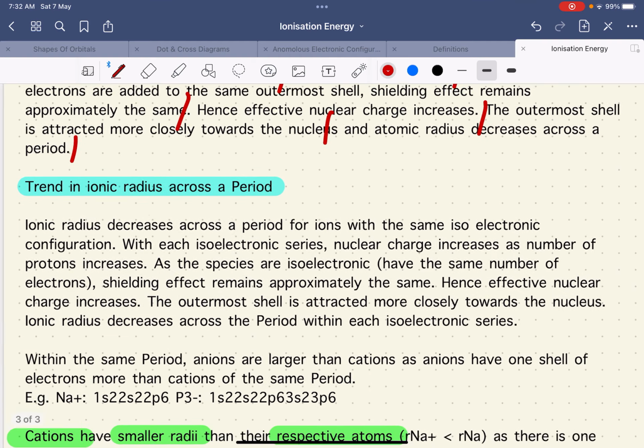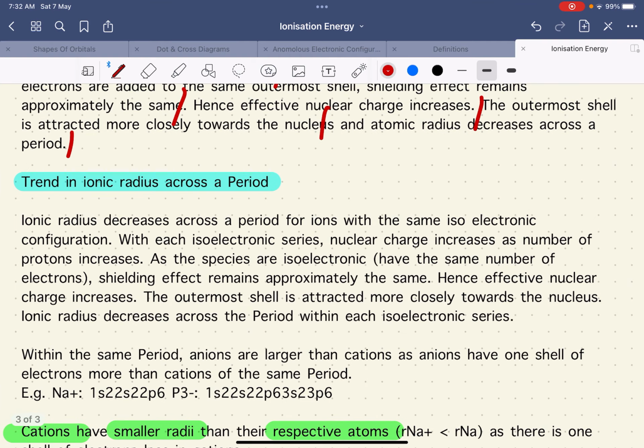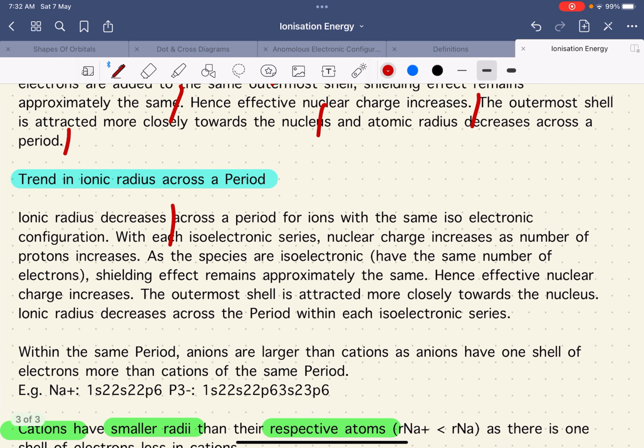Now, ionic radius decreases for the same isoelectronic configuration. What does that mean? Go to your notes and you will find a diagram and understand it. So ionic radius decreases across a period for the same isoelectronic configuration. What is isoelectronic? When two species are isoelectronic, they have the same number of electrons.